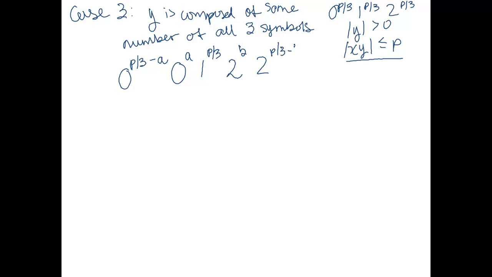What did I call it? b. There we go. Okay, so this is x. This is y. This is z. Okay? So now what do we do? We need to find an i for which the resulting string is not in the language, right?